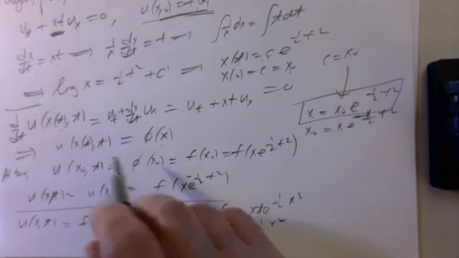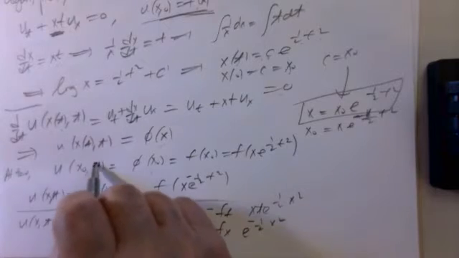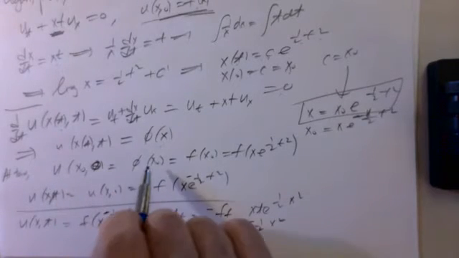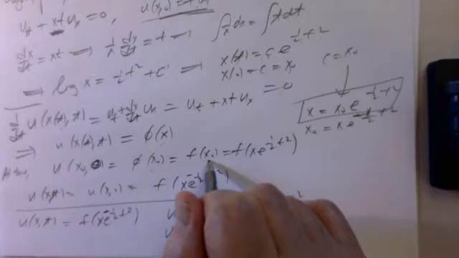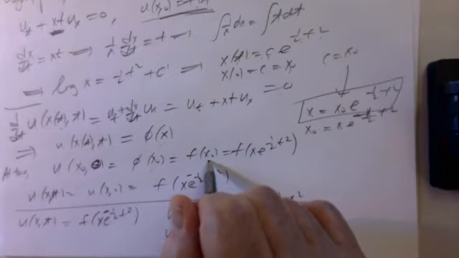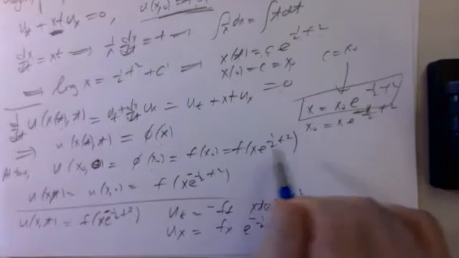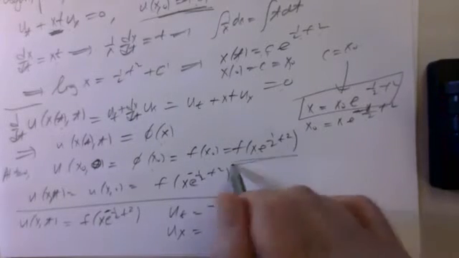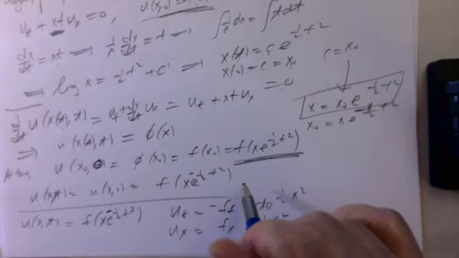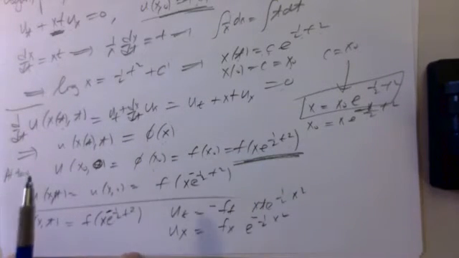But u of x naught comma 0 is phi of x naught. That's f of x naught, which is e to the minus 1/2 t squared times x e to the minus 1/2 t squared. So that's the solution for all x and t.